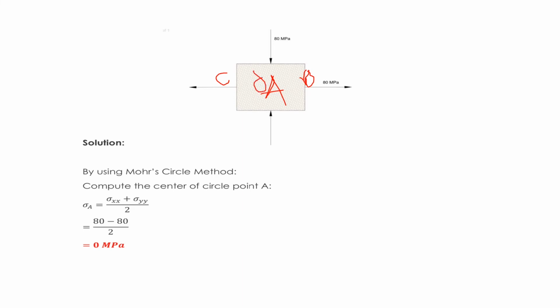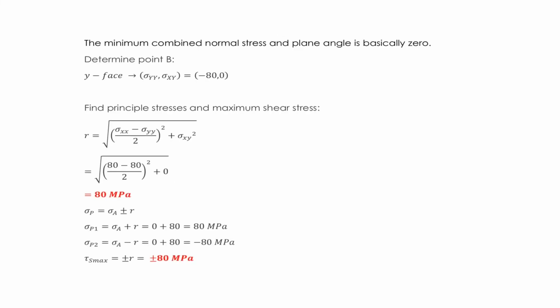So we are going to be getting (σxx + σyy)/2, so negative 80 over 2 is 0 megapascal. So the minimum combined normal stress and plane angle is basically 0. So let's determine at point B.